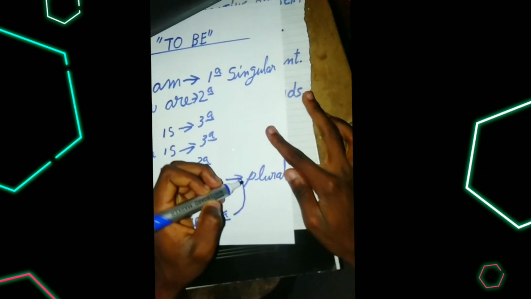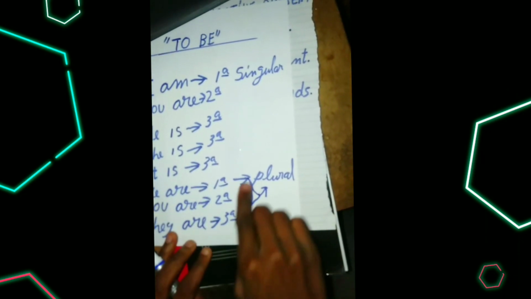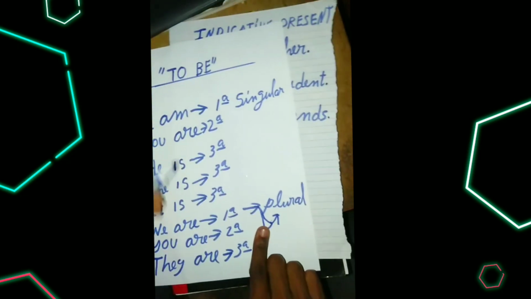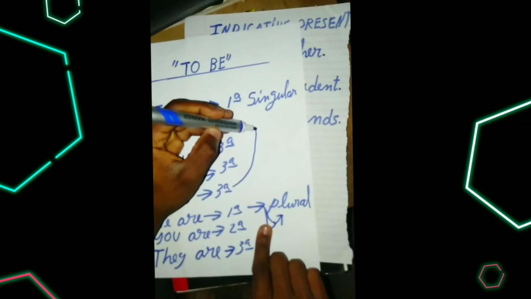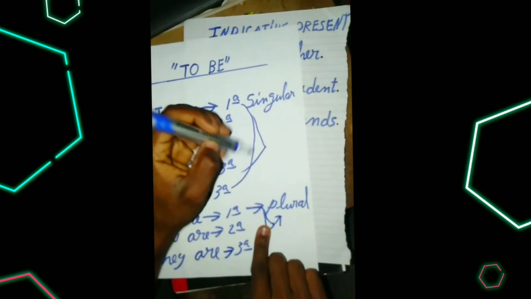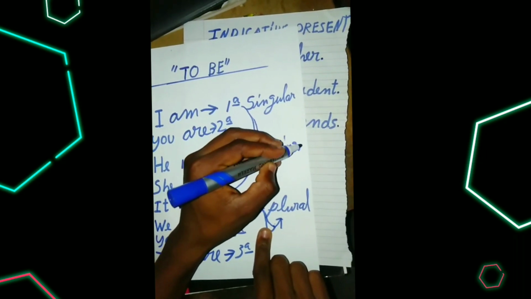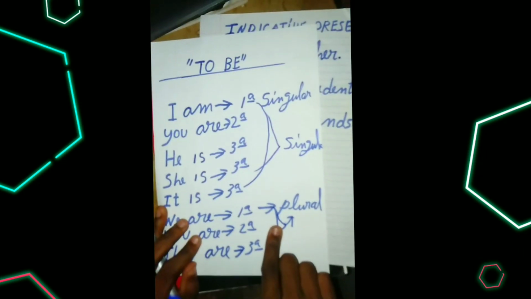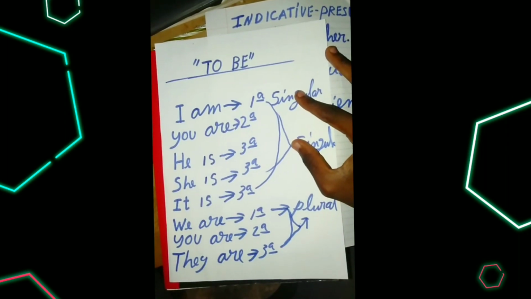Here we conjugated in the plural. This is a plural. And here, singular. Let's start to read, to understand, to pronounce.